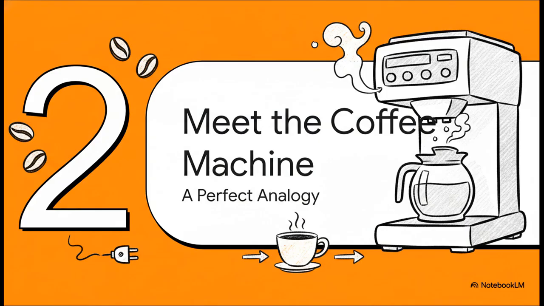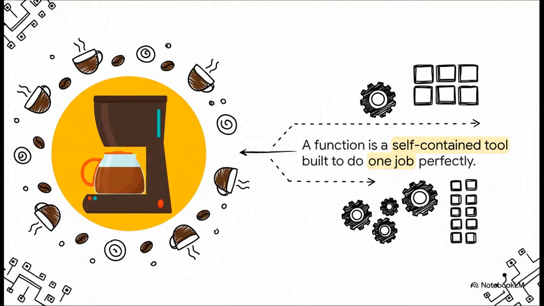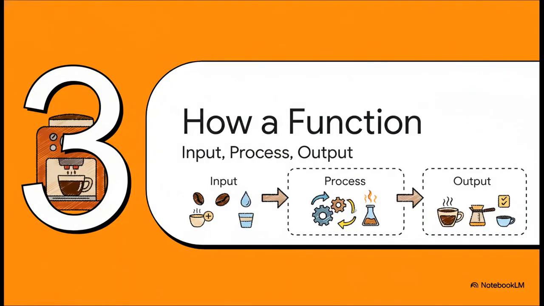To really get what a function does, we're going to use what I think is the perfect analogy: a simple coffee machine. Just think about it for a second. A coffee machine is this perfect, self-contained unit. It's designed to do one thing, make coffee, and do it perfectly, every single time. You don't build a new machine from scratch every morning you want a cup, right? No way. You use the same reliable tool over and over. That is a function.